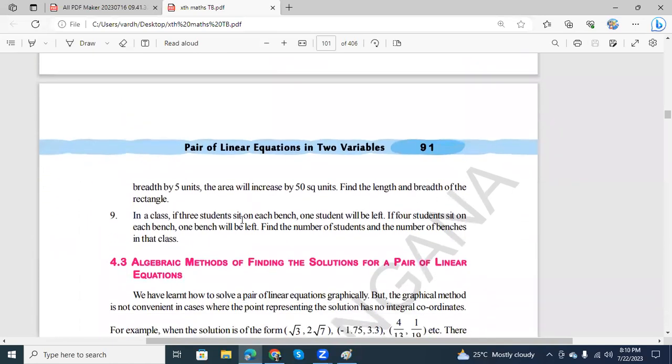In a class, if 3 students sit on each bench, 1 student will be left. In one bench, 3 students sat; 1 student will be left, not bench. Okay. If 4 students sit on each bench, 1 bench will be left. Find the number of students and the number of benches in that class.